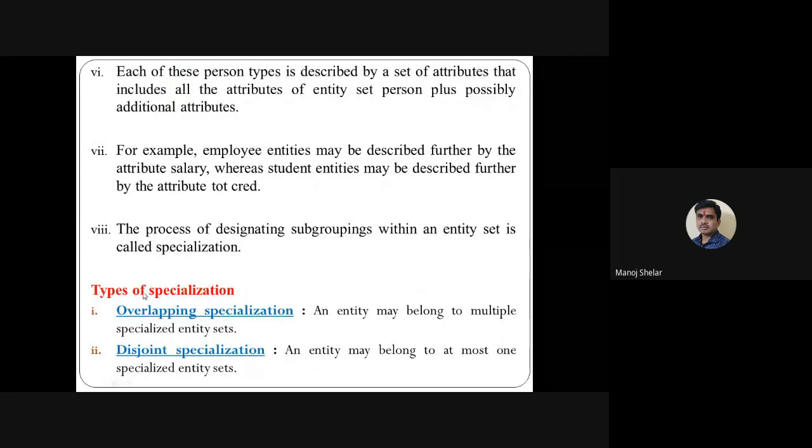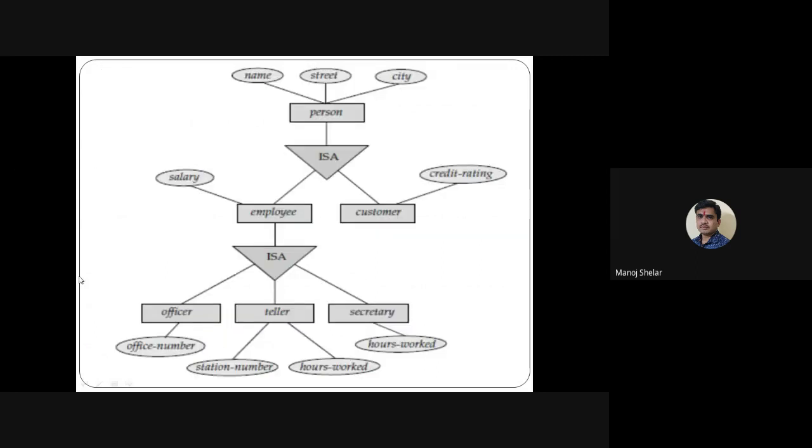So here are the types of specialization: overlapping specialization and disjoint specialization. These are the two types. Here we discuss an example. This is one simple ER diagram, and here we use the concept of specialization. Specialization means going from a higher level entity to a lower level entity. Person is a higher level entity, employee is a lower level entity, and customer is a lower level entity.